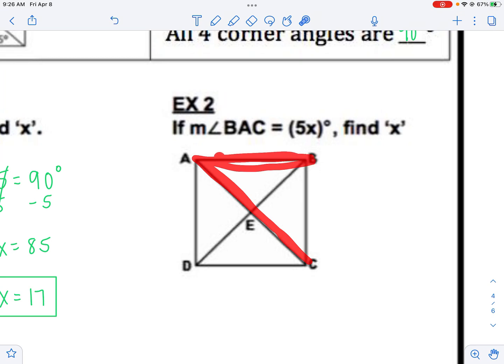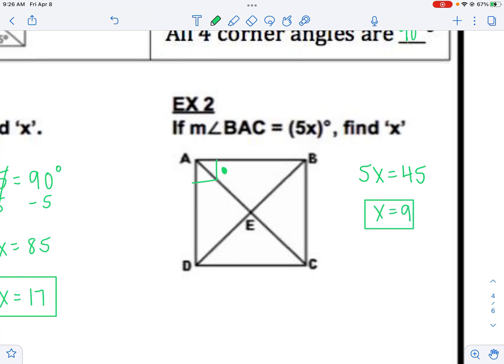So taking a look at this next one, if I'm talking about angle BAC, okay, well, it's a square. I need to look at angle BAC, and if I know it's a square, my angle's going to equal 90 or my angle's going to equal 45. So if I look at BAC and I notice that it's half of it, then BAC right there would equal 45. So if 5x equals 45, and then I divide both sides by 5, then x would just equal 9, and that's it.